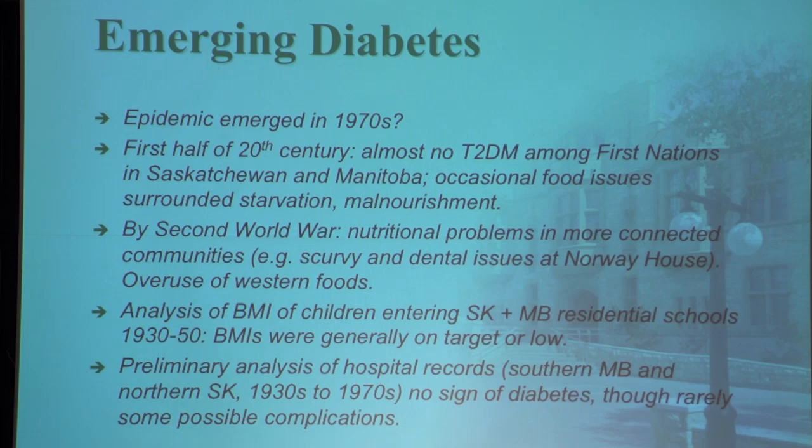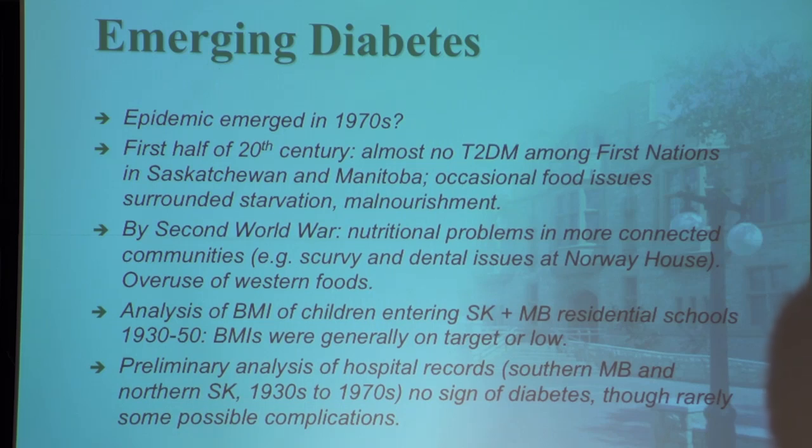There's occasional food issues surrounded by starvation, malnourishment. By the Second World War, nutritional problems in more connected communities, and this is in Manitoba, so scurvy, dental issues in Norway House, overuse of Western foods. So as people are encouraged, they're moved into a kind of cash economy that includes transfer payments, welfare and other things, old age pensions and what have you. They're given cash, and they often will trade that for foods, Western foods.